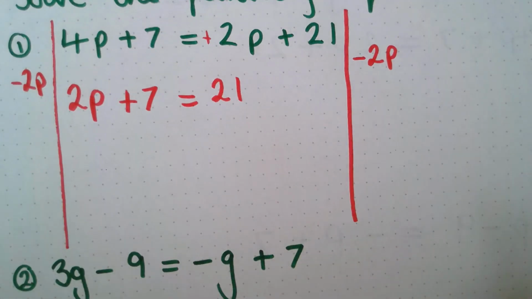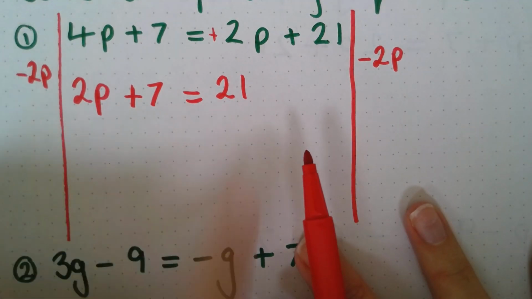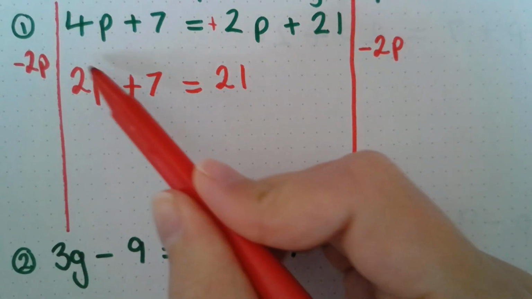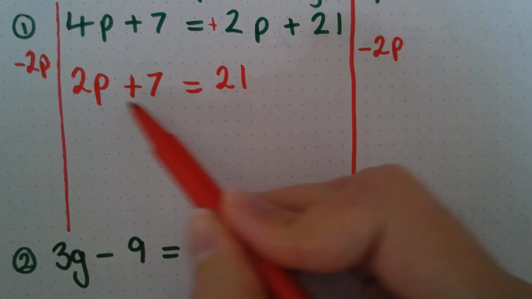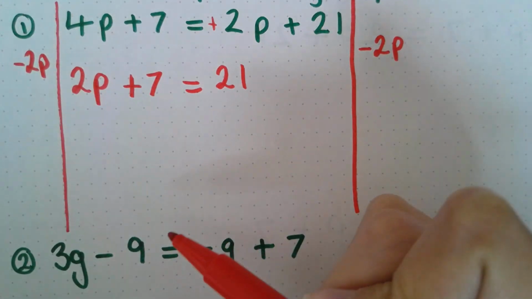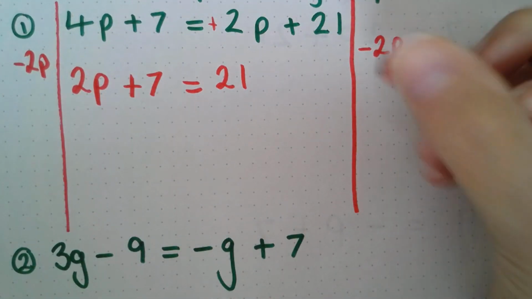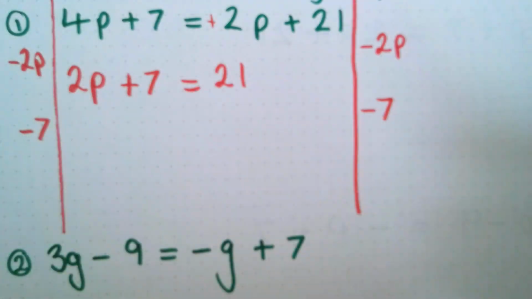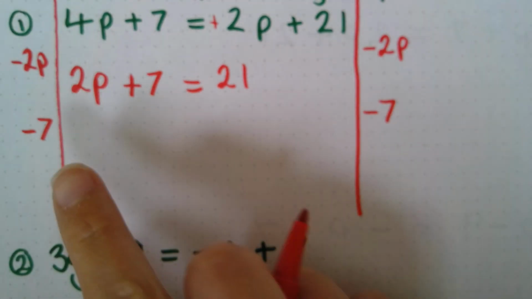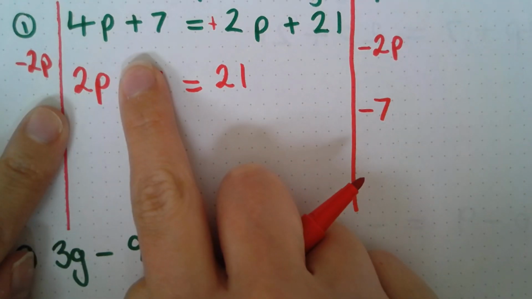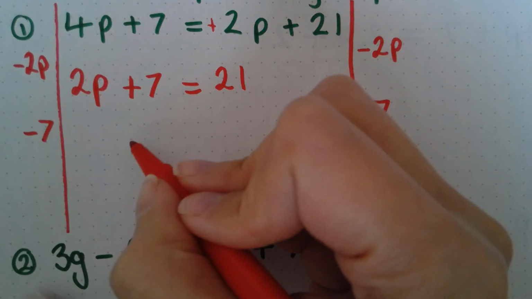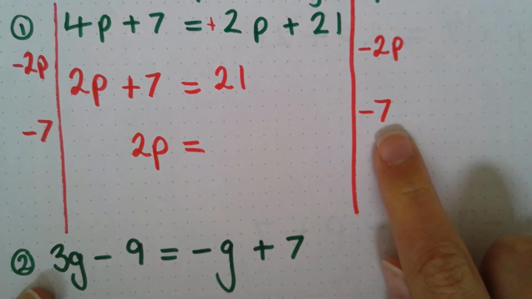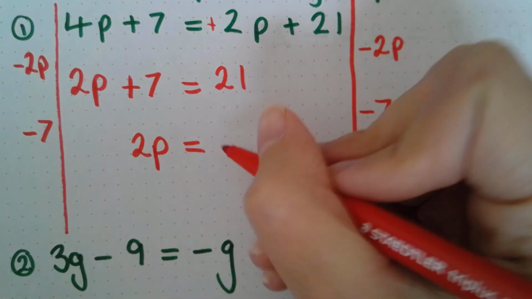Now we've got something that looks like the questions from our last lesson where we only see the letter once. So we've got 2p plus 7 equals 21. We want to get rid of this plus 7 because remember we want p on its own. This plus 7 is stopping that p from being on its own. So we're going to do the opposite of plus 7, which is take 7. You have to do it from both sides, you can't just do it from one. So plus 7 take 7, they cancel out, so you're just left with 2p. 21 take away 7 is 14.